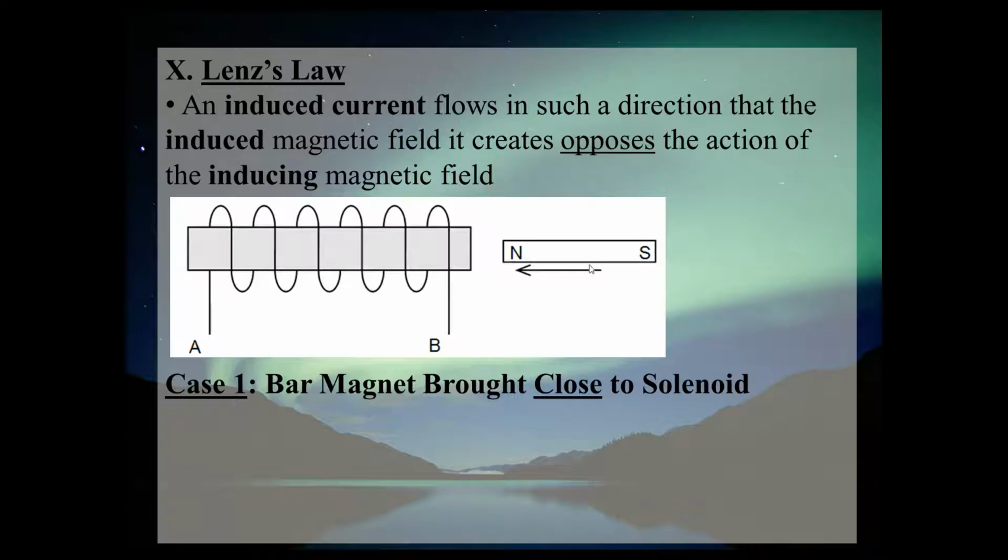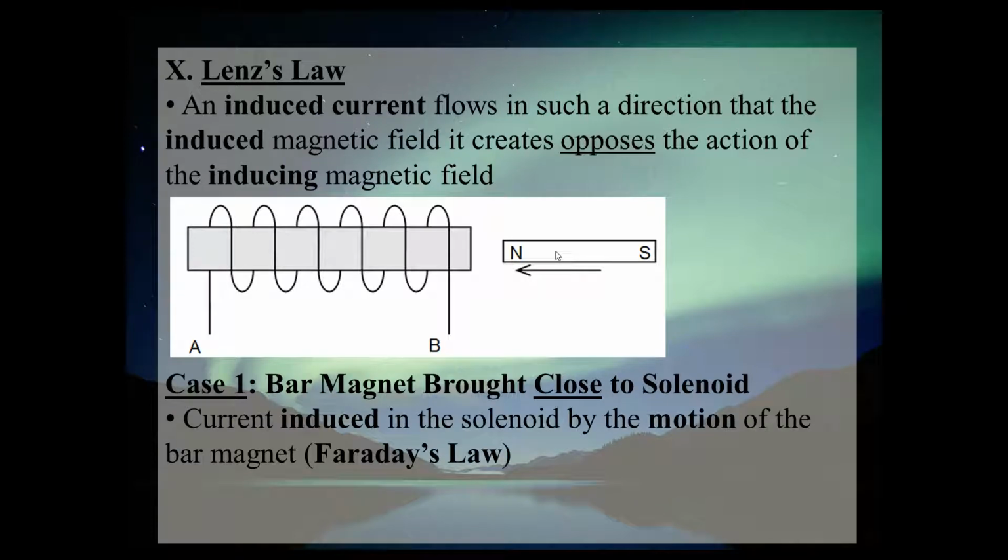All right, so let's bring this bar magnet close to this solenoid. When I do that, you're going to induce current in the solenoid as a result of the motion of the bar magnet. We know that we can only induce current in that solenoid as long as there is relative motion between the solenoid and the bar magnet. As long as we keep the solenoid stationary and move the bar magnet, there's definitely a relative motion between the two. Faraday's law tells me that you will induce current in a conductor as long as you can change the magnetic flux through an enclosed area.